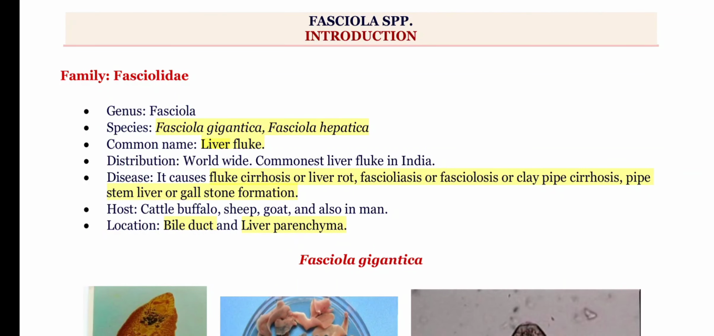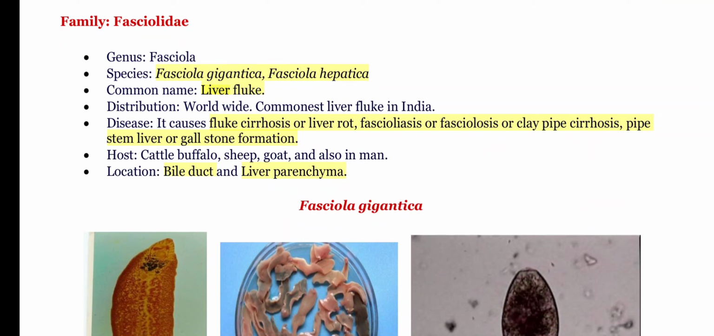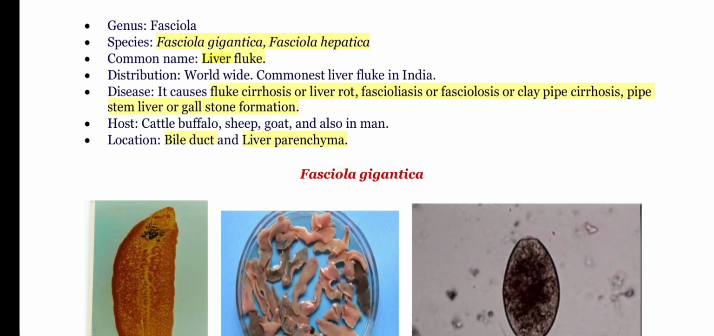In this video, we will be discussing Fasciola. The genus Fasciola has two species: Fasciola gigantica and Fasciola hepatica. The common name for the Fasciola species is the liver fluke. That is nothing but the flukes migrate in the liver, so thereby the name came as liver flukes.